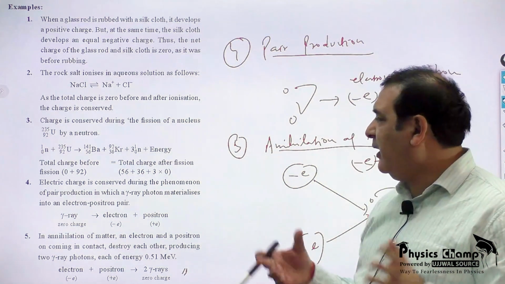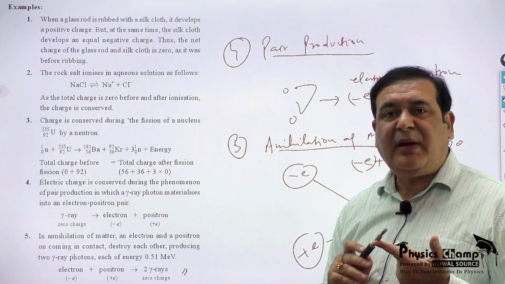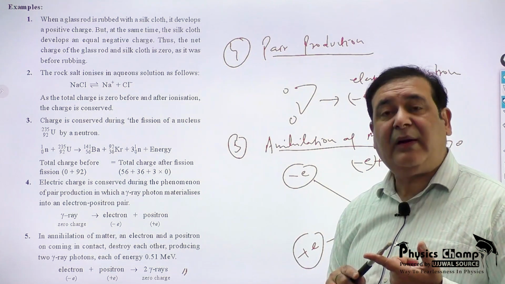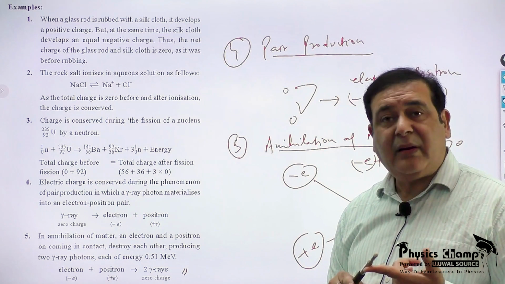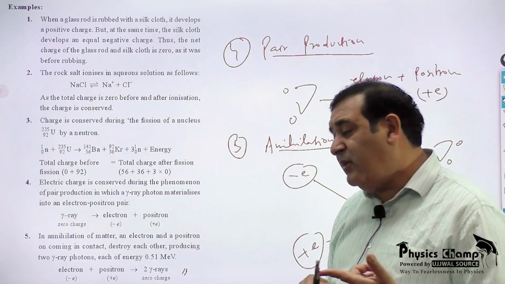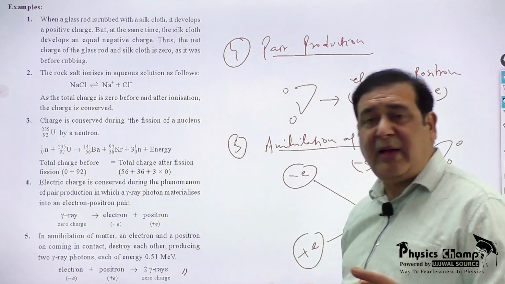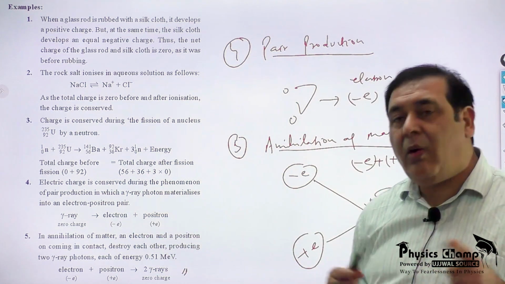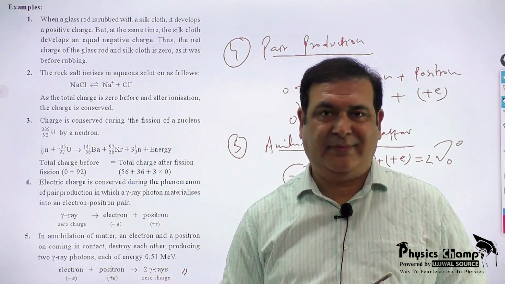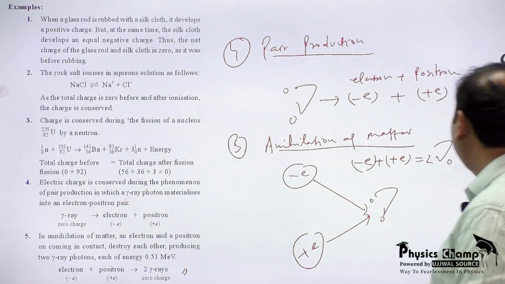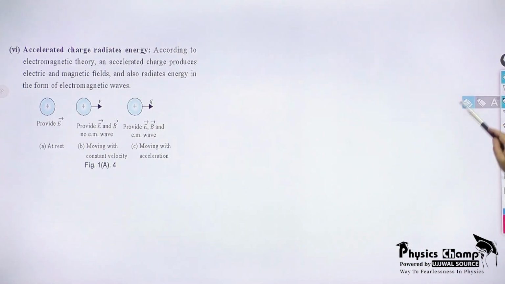So in each case you have seen, whether it is a chemical reaction or frictional electricity or a nuclear reaction, or even when mass is converted into energy or energy is converted into mass, in all processes the net charge remains conserved. So this is conservation of electric charge.